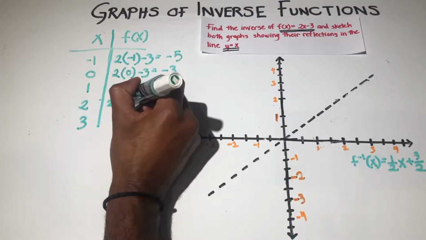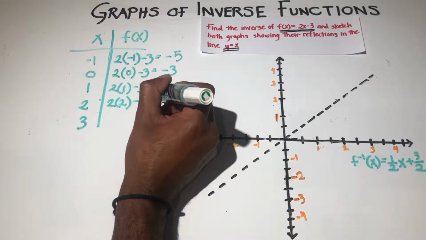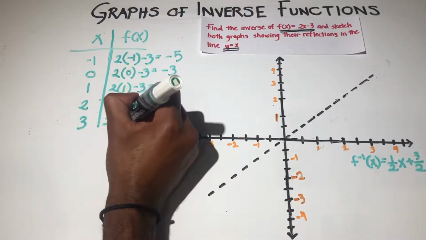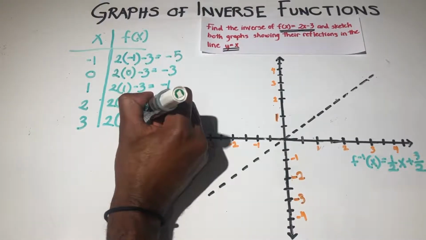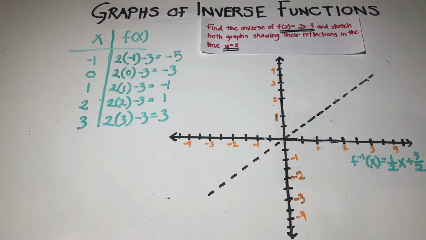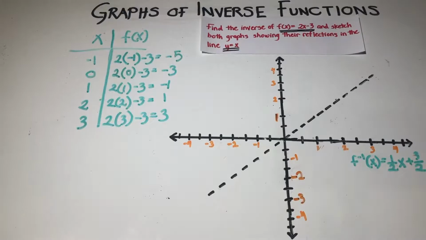And then plugging in 2, we have 2 times 2 minus 3. That's 4 minus 3, which is 1. And finally, we have 3. 2 times 3 is 6. 6 minus 3 is going to give us 3. Now we're going to construct a table of values for the inverse function.